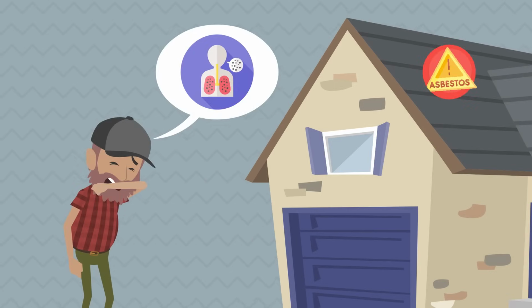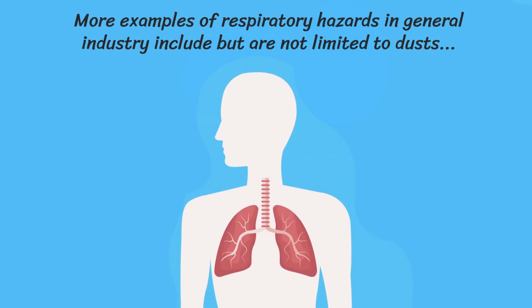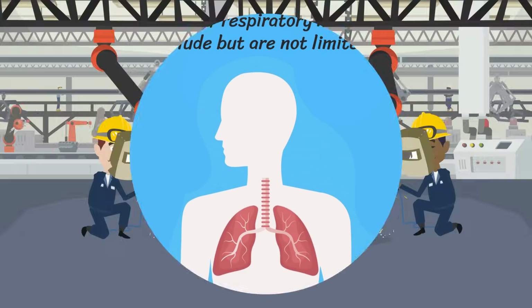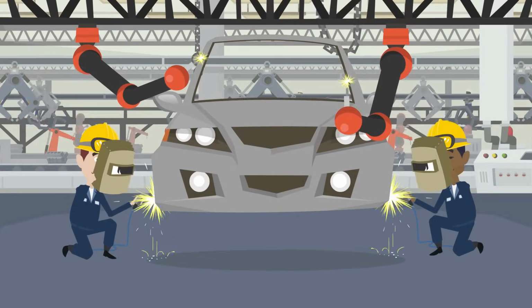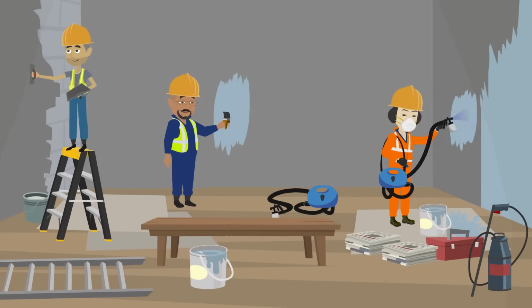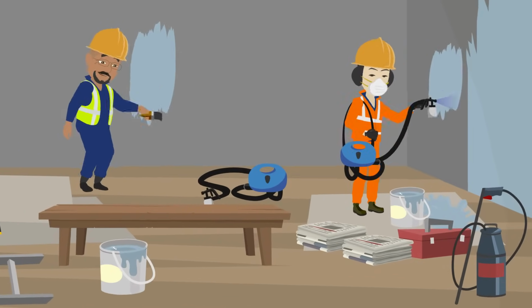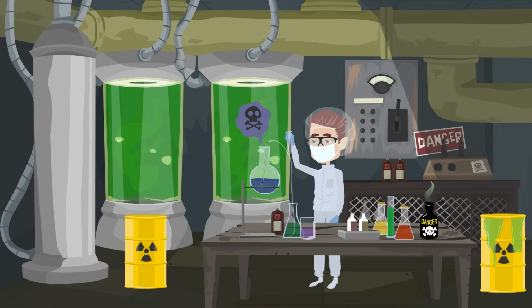breathe it in. More examples of respiratory hazards in general industry include, but are not limited to, dusts, metal fumes from welding, cutting and smelting of metals, solvent vapors from spray coatings, adhesives, paint strippers, and cleaning solvents. Also, this includes chemical hazards, sensitizing vapors or dusts.